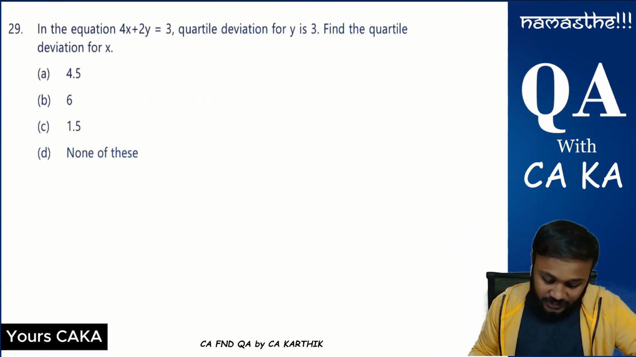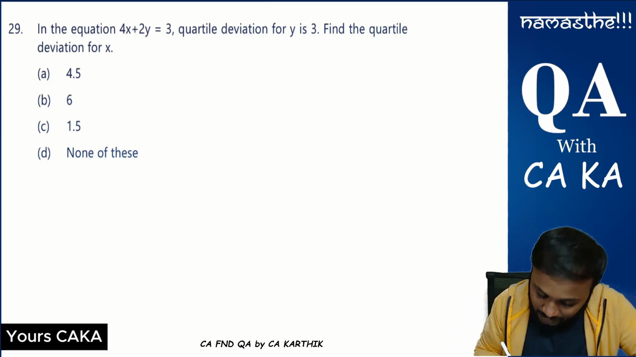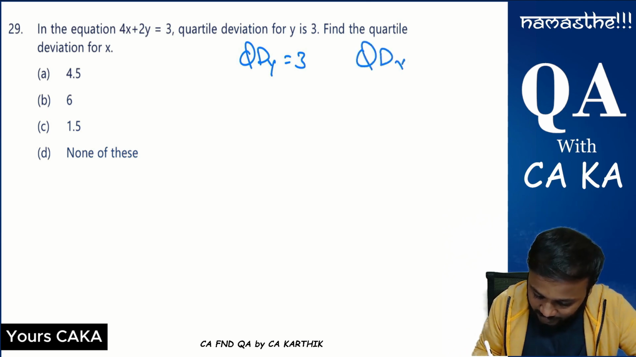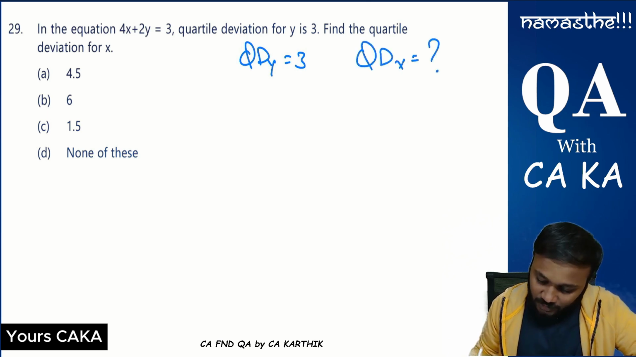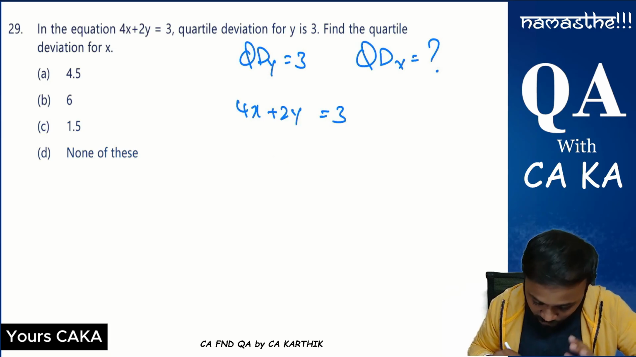Last question one. In the equation 4x plus 2y equal to 3, the quartile deviation of y is 3. So QDY is equal to 3. Find the QDX. What is this value? Now the given equation is 4x plus 2y equal to 3. Convert this to x. Do it slowly.